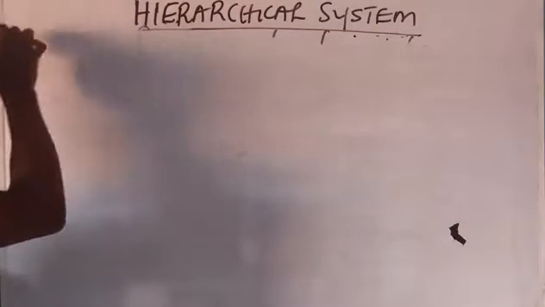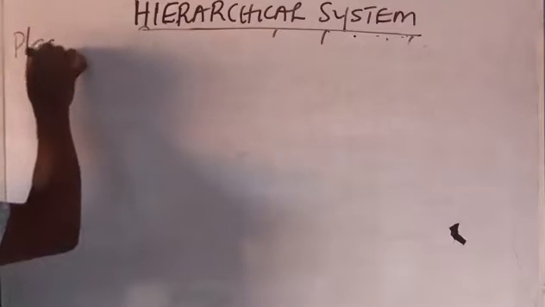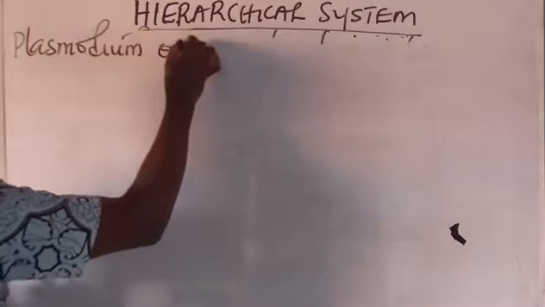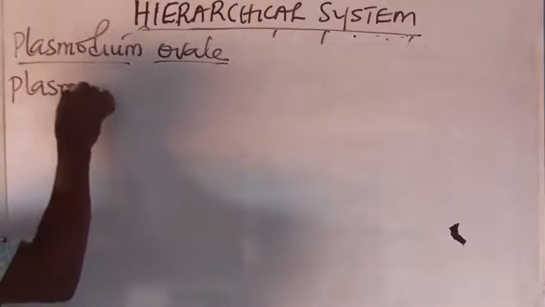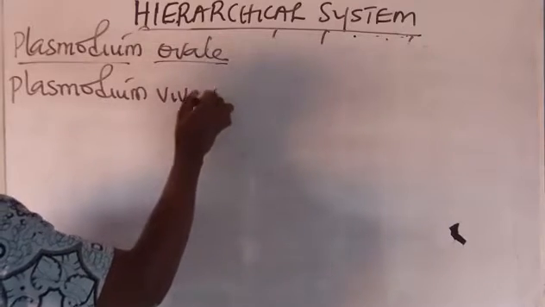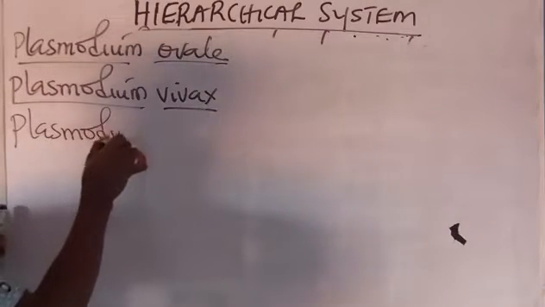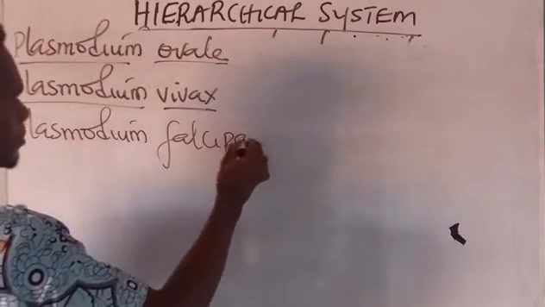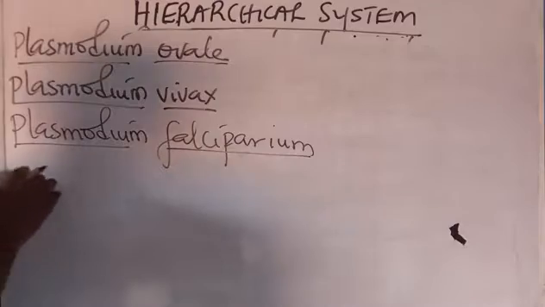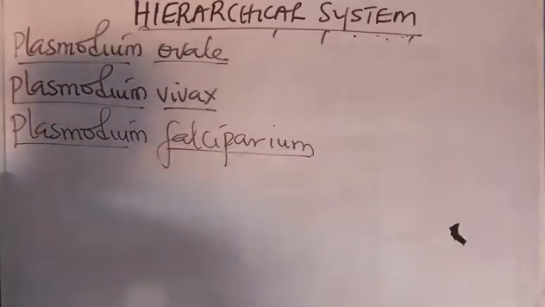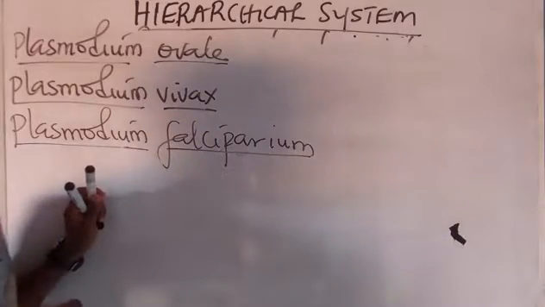You have different species of Plasmodium. We have Plasmodium ovale, one of the species of Plasmodium. You have Plasmodium vivax. You have Plasmodium falciparum. These are different species of Plasmodium. The most dangerous one is Plasmodium falciparum, and this is one that causes what? Malaria. It causes malaria, and of course the vector is the female Anopheles mosquito.